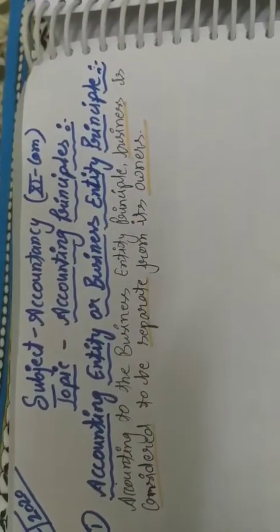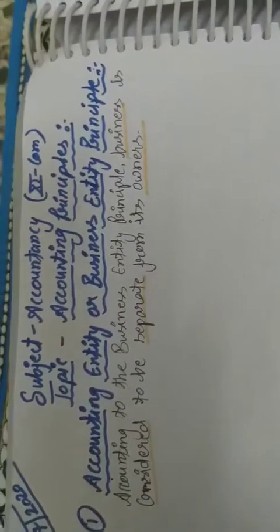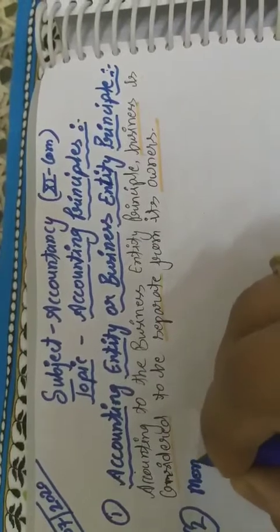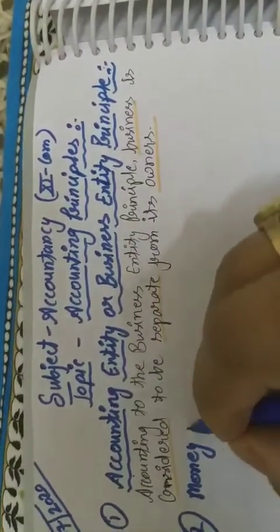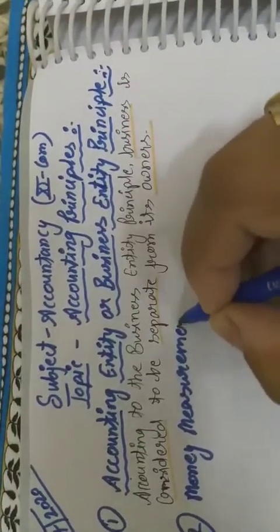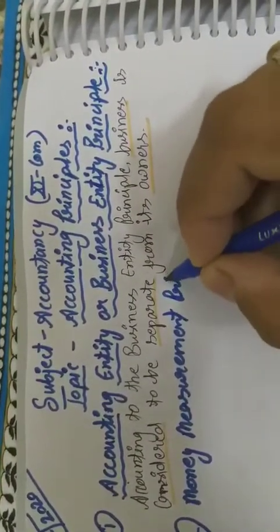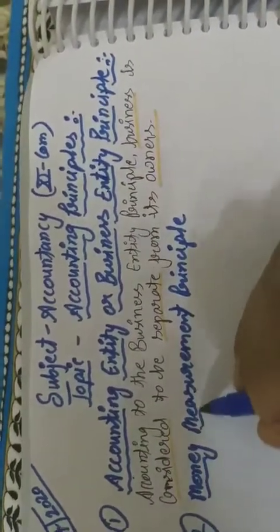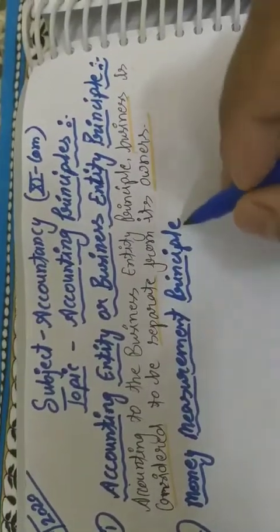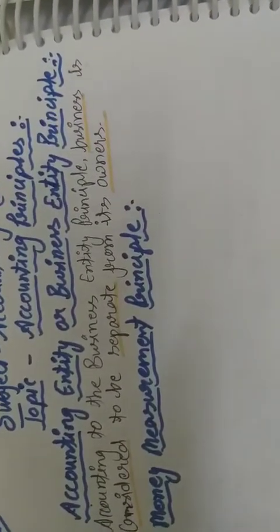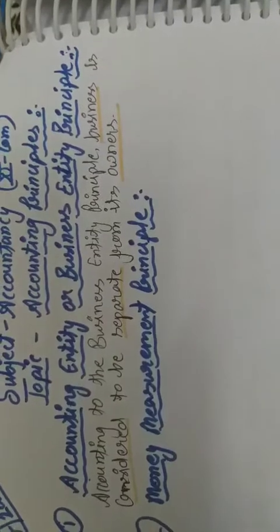Next one is the second, the money measurement principle. The money measurement principle says only those transactions can be recorded which can be measured in money terms.